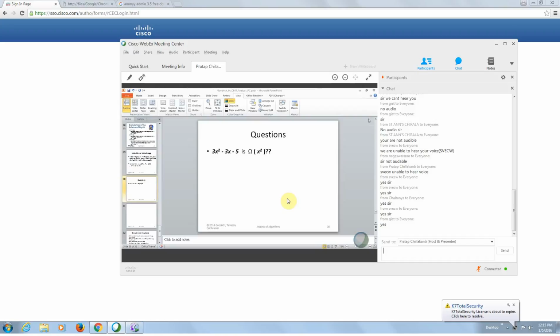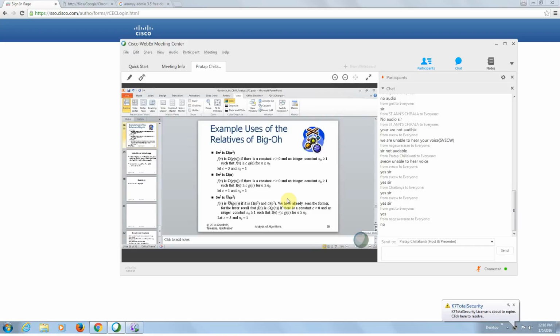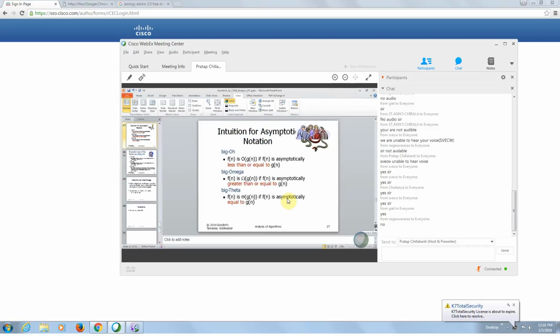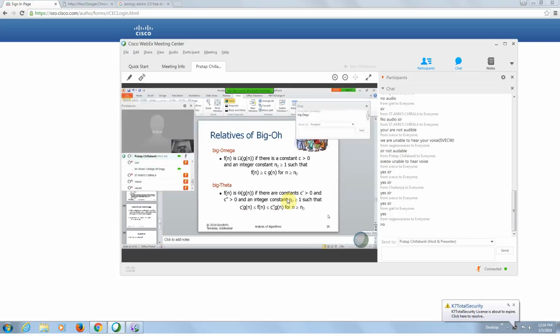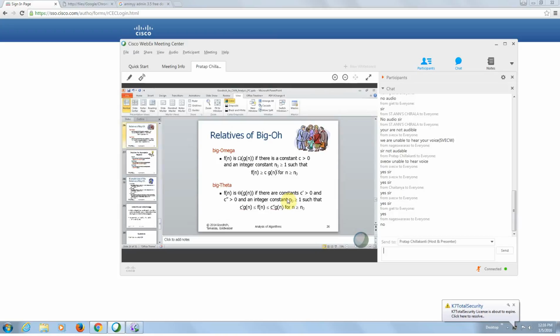From the omega definition, okay. Somebody wanted me to repeat the omega definition. Big omega. So what it is again, the way I remember them is basically this is the symbol, okay?